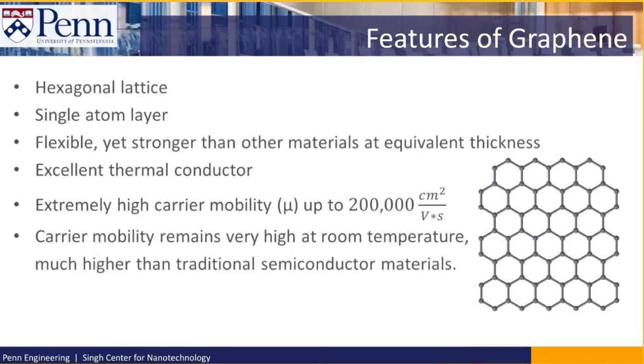So there are several features of graphene that make them very useful to us in a transistor setting. So graphene, at its most basic level, is a lattice of carbon atoms that are arranged in hexagons that are tiled together. It is strictly one atom thick in its purest form, although sometimes they do end up a little thicker when we build them practically. It's very flexible and stronger than other materials at that equivalent thickness.